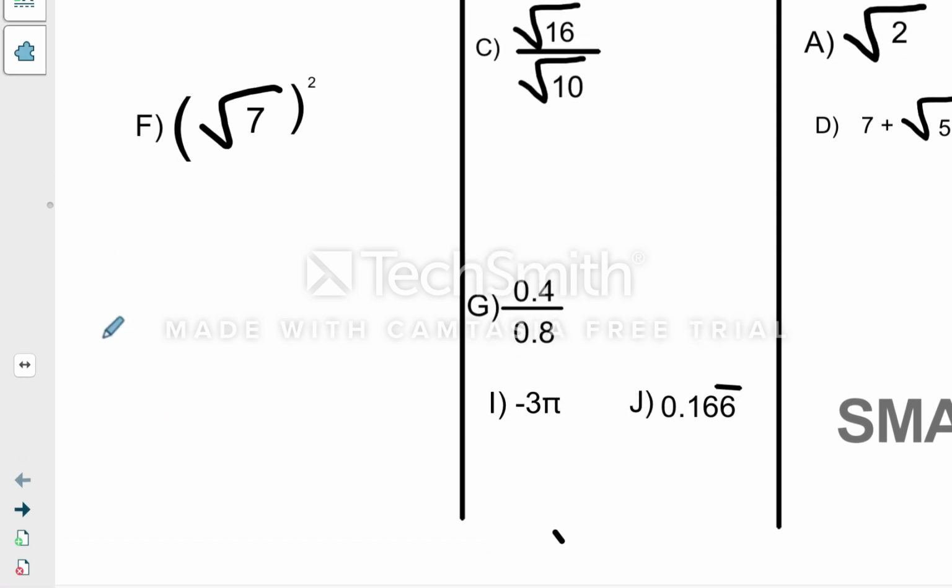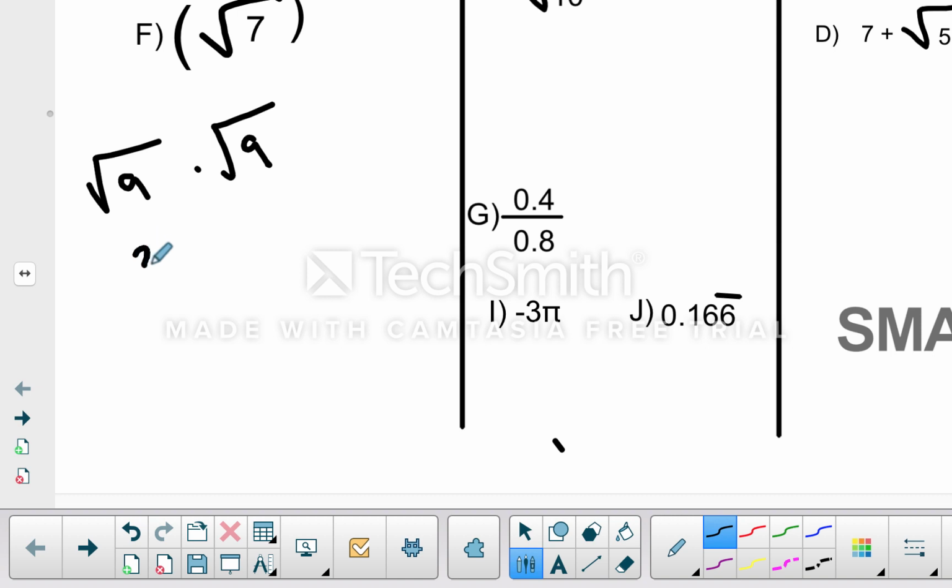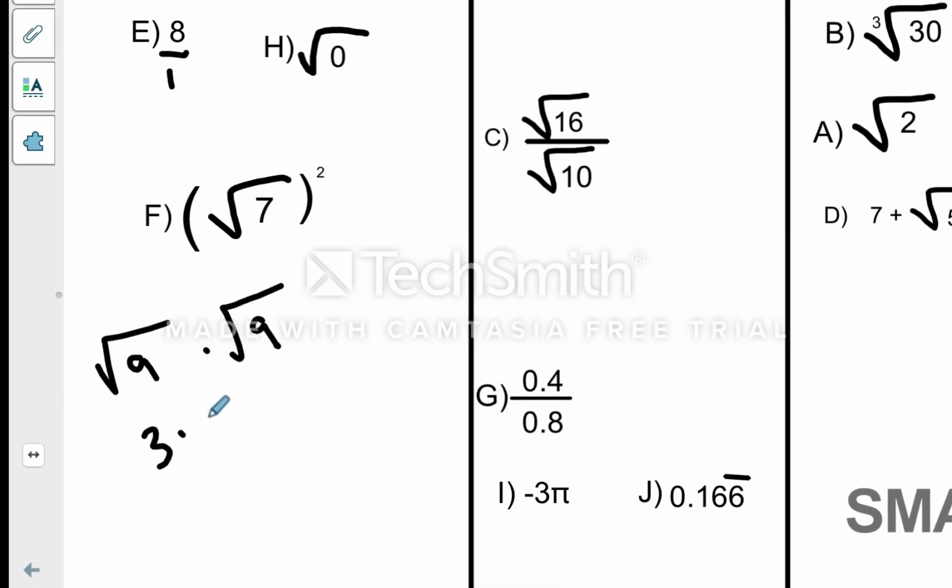If I had the square root of 9 times the square root of 9, we know that the square root of 9 is 3, and we know that the square root of 9 is also 3. 3 times 3, therefore, will equal 9. So, yeah, you get 9. Makes sense that the square root of 7 times the square root of 7 is 7.